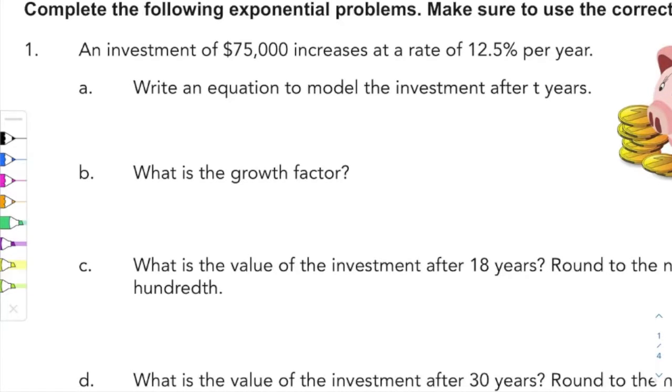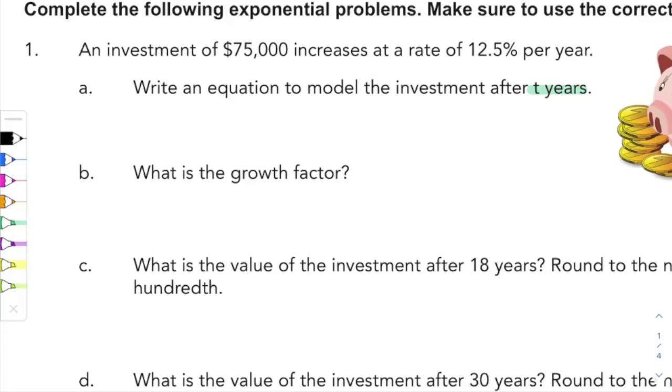The original description says an investment of $75,000 increases at a rate of 12.5% per year. You need to write an equation to model the investment after T years. So just pay attention to what it's describing. You're not doing anything different. You're just analyzing the problem, analyzing the parts that you've been writing into a function. If you're writing an equation after T years, that means we don't know how many years yet for part A.